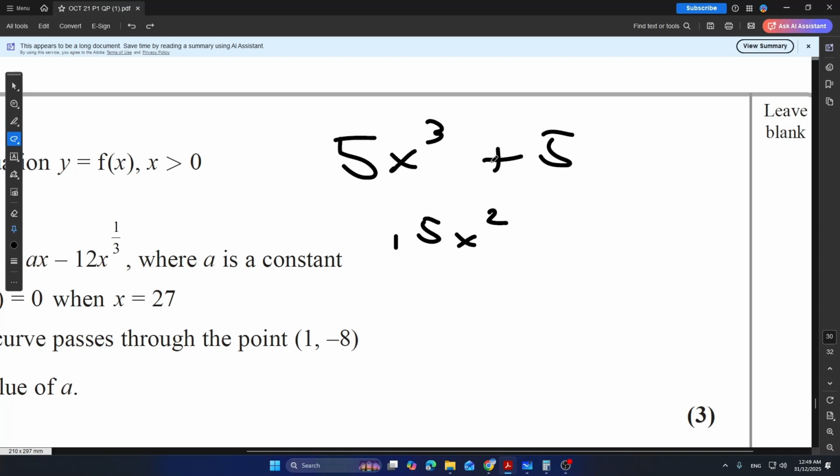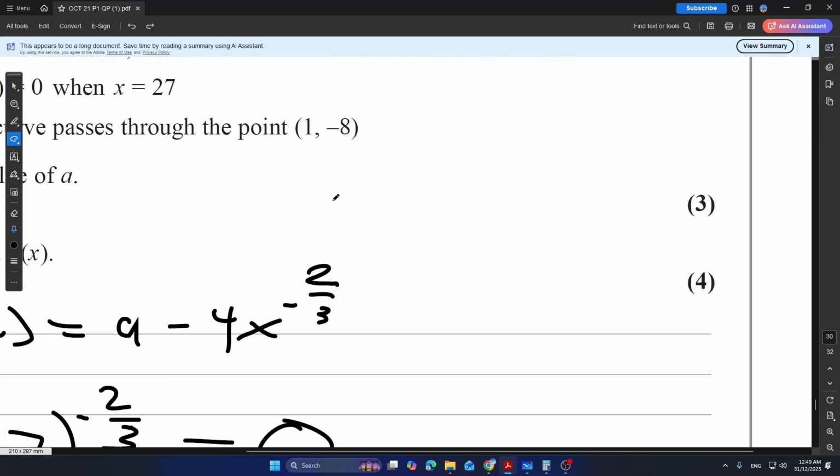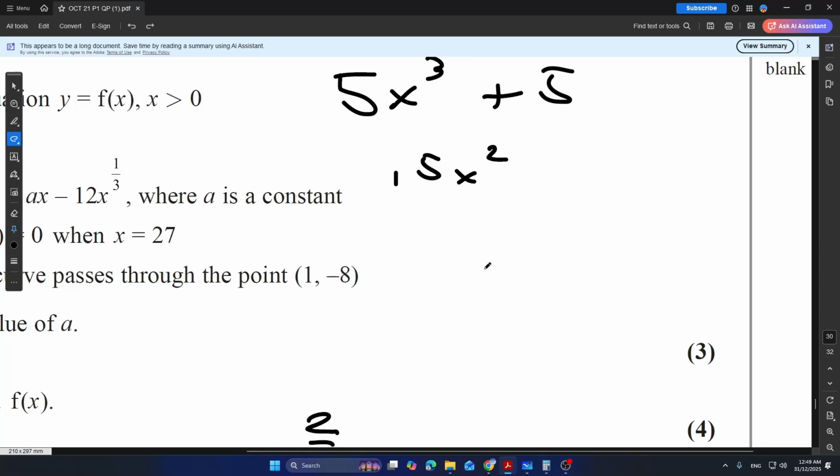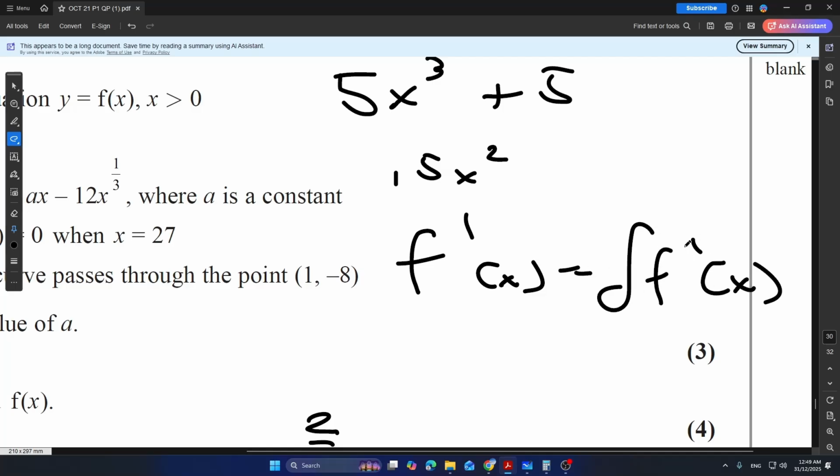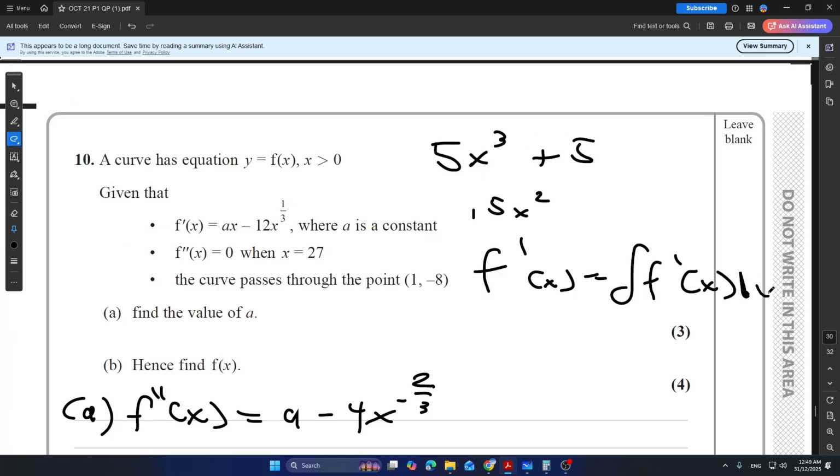But also, if the plus 5 wasn't there in the first place, the differentiated equation would be the same thing, yeah? That's why when we're integrating, we always have a plus c. Integration is basically the reverse of dy by dx. We're reversing the actions of dy by dx. So if we want to get f of x from f dash x, we need to integrate f dash x, because f dash x is basically dy by dx.